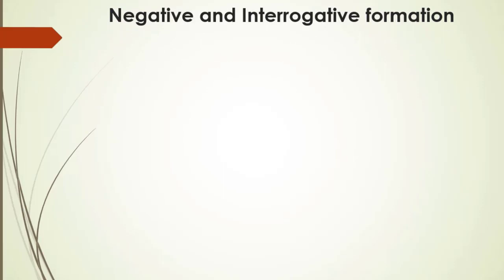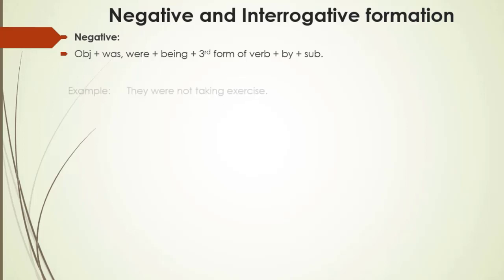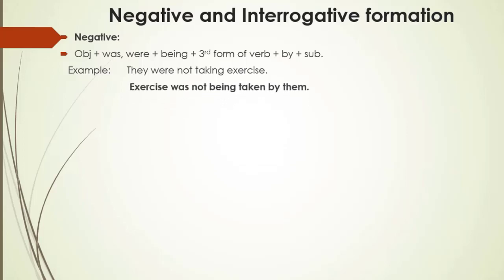Let's see its negative and interrogative formation. In negative sentences, we shall use object plus was/were plus being plus third form of verb plus by plus subject. For example, they were not taking exercise. This sentence is of active voice. If we want to change this into passive voice, we have to use the formation for passive voice sentences as is written on our screen. Exercise was not being taken by them.